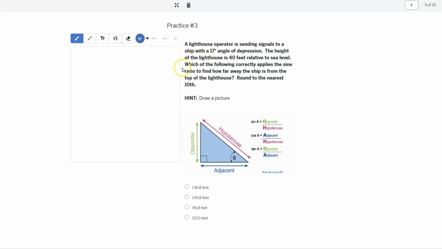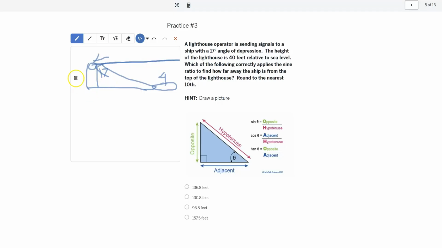So a lighthouse operator is sending signals to a ship. So let's go ahead and draw this, right? We have our lighthouse building here. So there's its light. So it's sending signals to a ship. Here's our ship out here, with a 17-degree angle of depression. Now, if you remember from one of our lessons, the angle of depression means we're looking at the angle going down, right? If we were to look at this as a lighthouse looking straight out, the angle going down from that is 17 degrees.